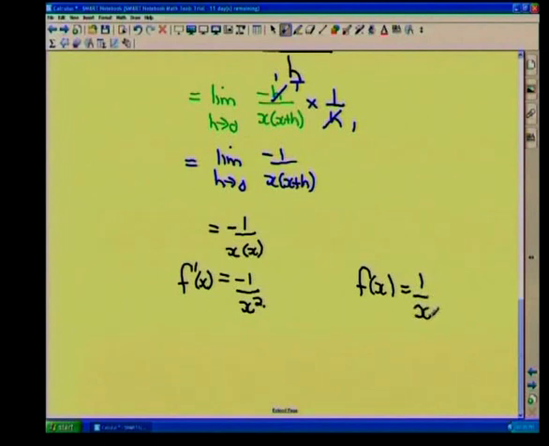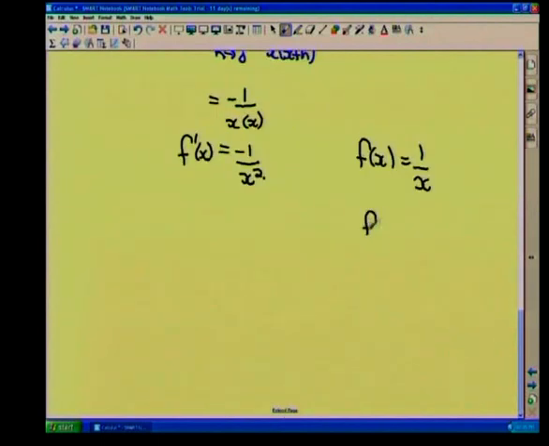Now, I just want to show you something quite interesting. Do you agree with me from exponents? I could call this x to the minus 1, and I could now write this one as minus x to the minus 2.